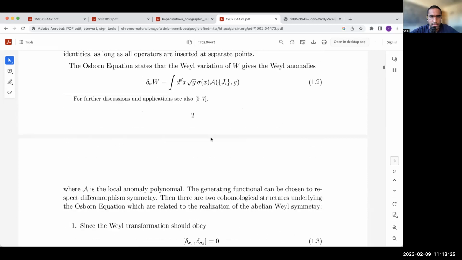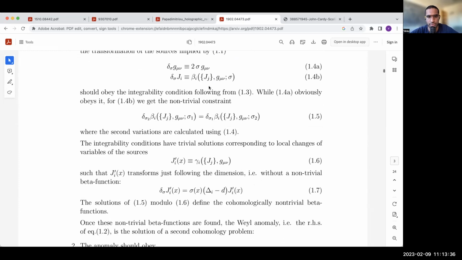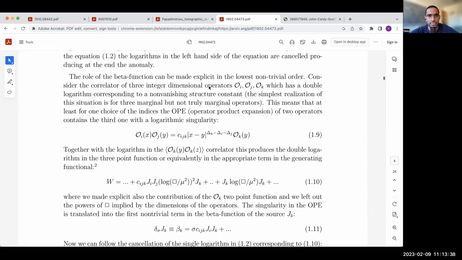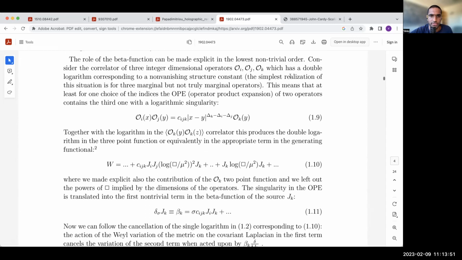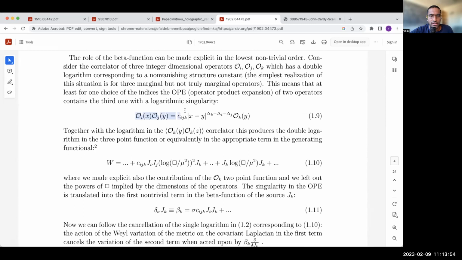Now, of course, in general the result of Weyl variation also knows about the anomaly, and the anomaly knows both about the metric and about the sources, but there are no operators. So there's some non-operatorial contribution. But what does this strictly mean? Here they go over quickly the calculation we did in a little more detail. They say the role of the beta function can be made explicit at the lowest non-trivial order, right? They say this is the OPE when X and Y approach each other, and there's secretly a logarithmic singularity hiding here.